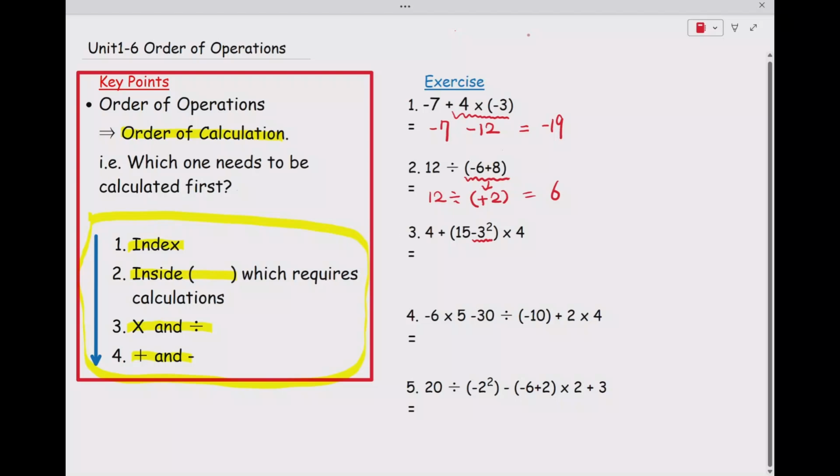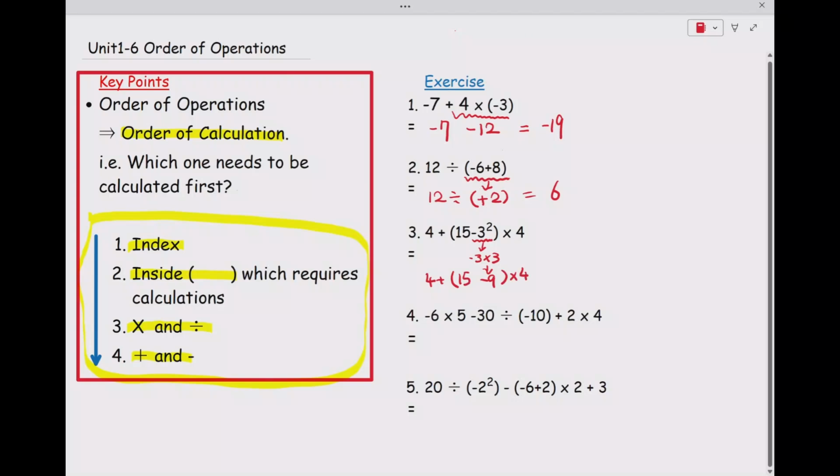It is the 3, and only the 3 that is directly touched by the index. Therefore, minus 3 to the second power means minus 3 times 3, which is equal to -9. If you are a little uncomfortable with index calculations, please watch the introduction to index in the previous video. So, the original equation will be 4 plus bracket 15 minus 9 times 4.